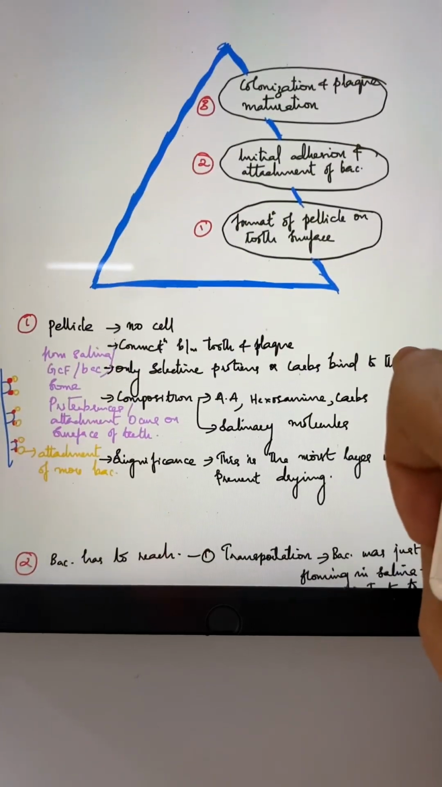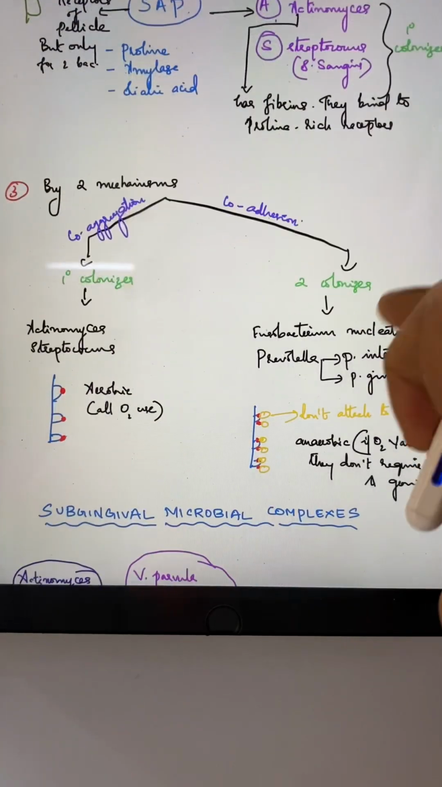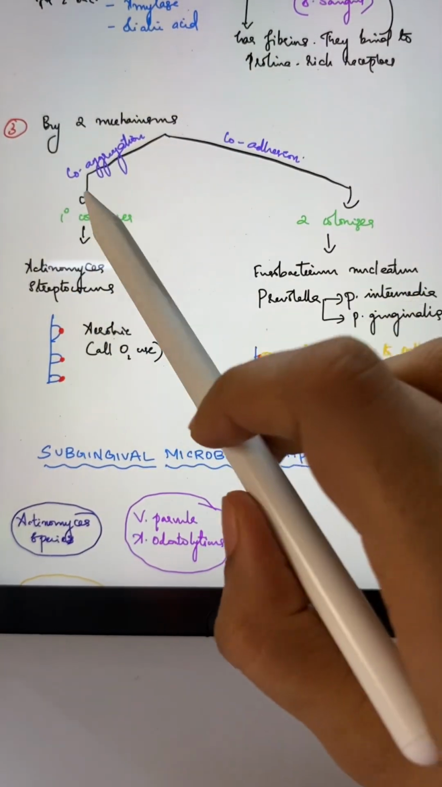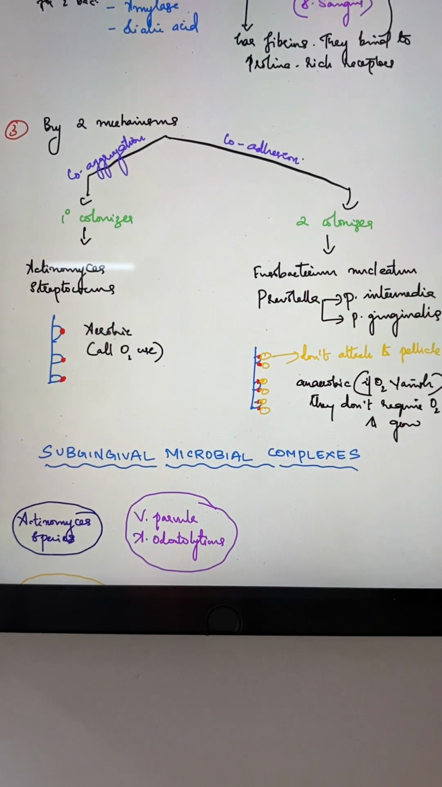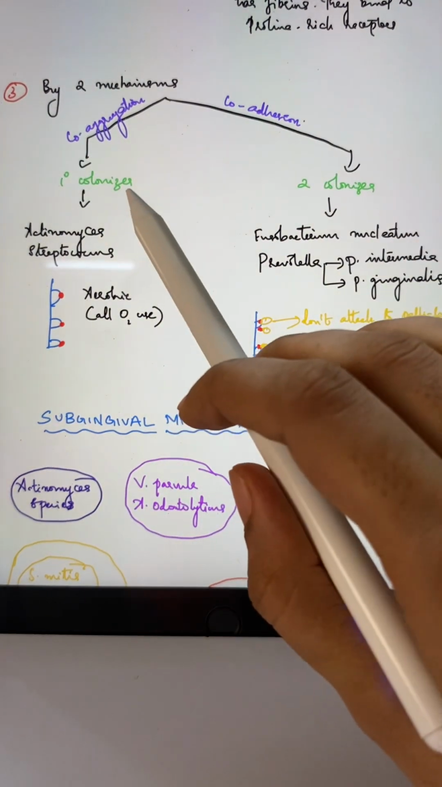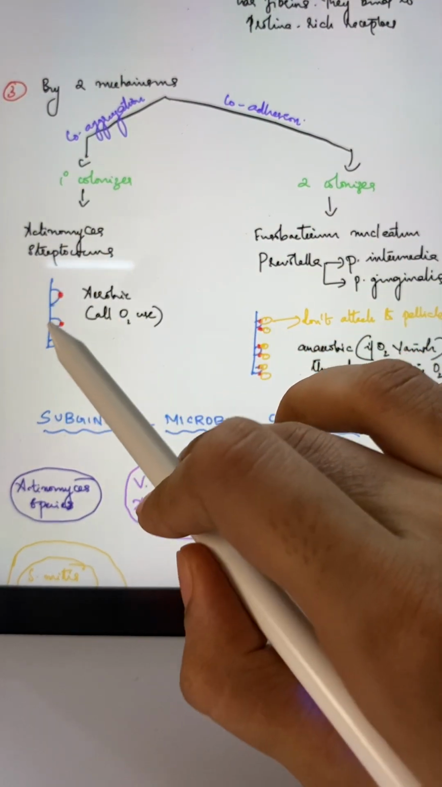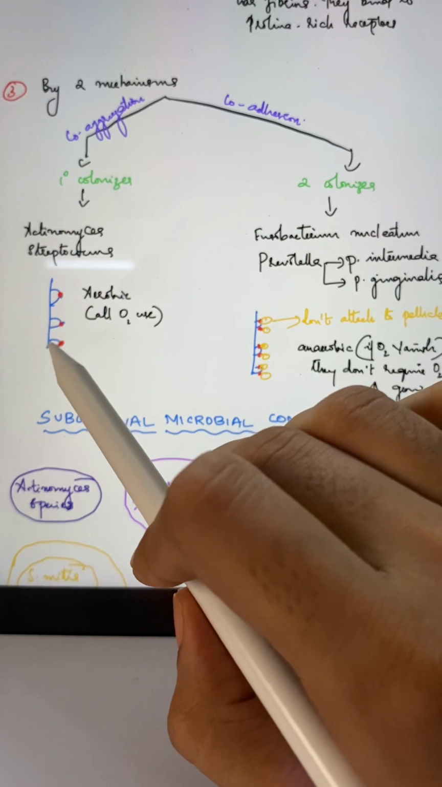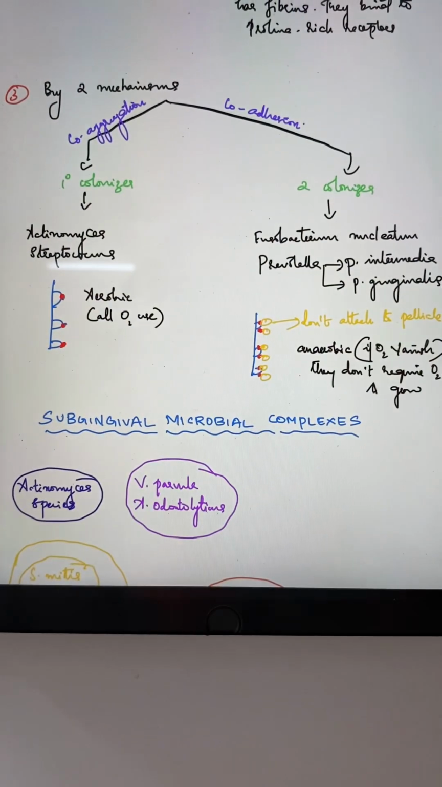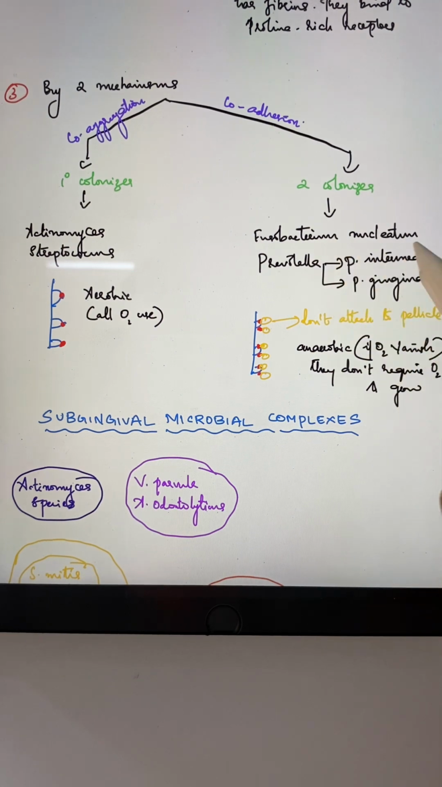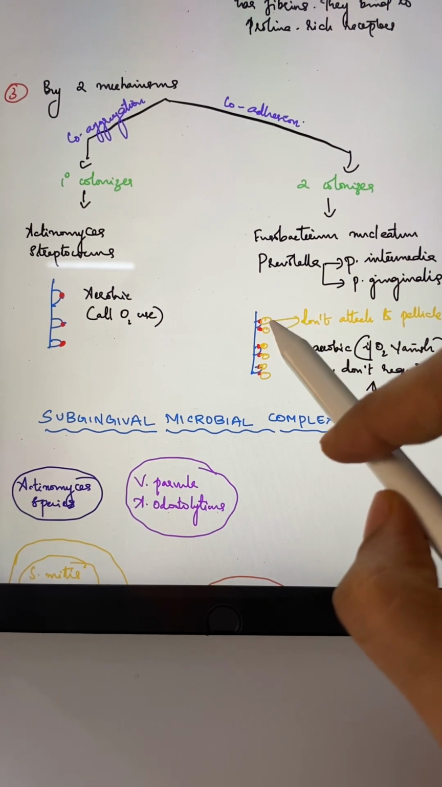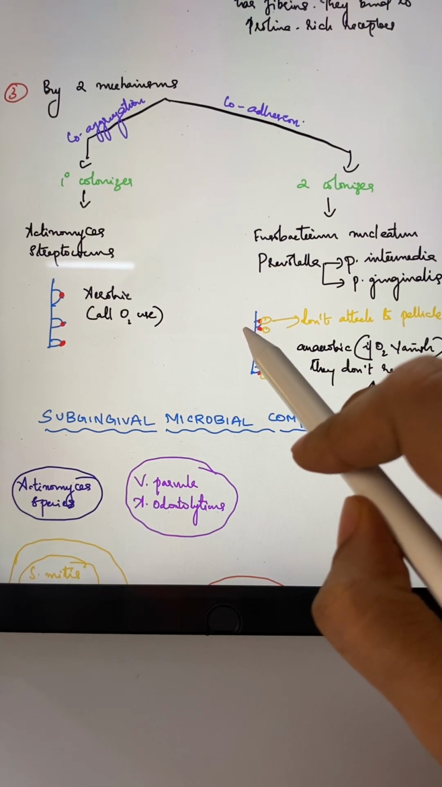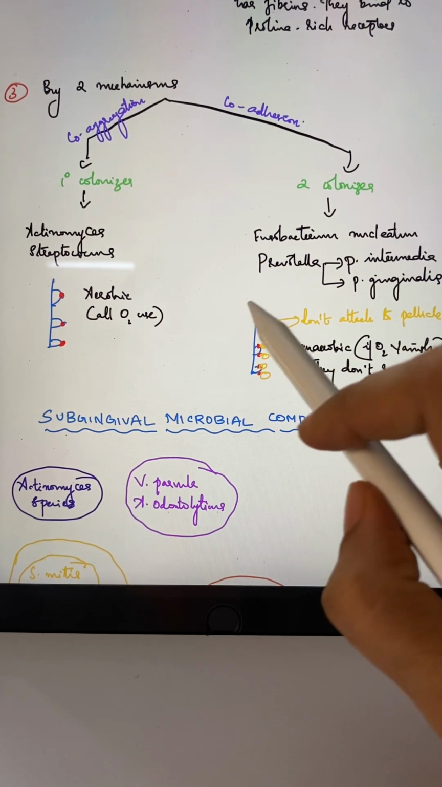Then next is colonization and plaque maturation with the help of two mechanisms, co-aggregation and co-adhesion. I just discussed that the primary colonizers are actinomyces and streptococcus. This is the pellicle, and the primary colonizers are these two. They are aerobic. They use all the oxygen. Then the secondary colonizers are Fusobacterium nucleatum and Prevotella intermedia, P. gingivalis. They don't directly attach to the pellicle, but they attach to the primary colonizers.